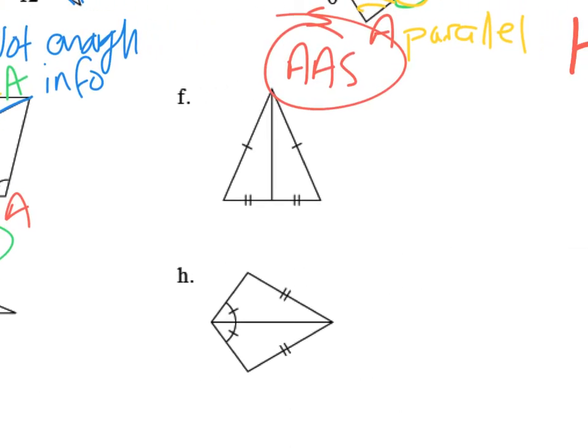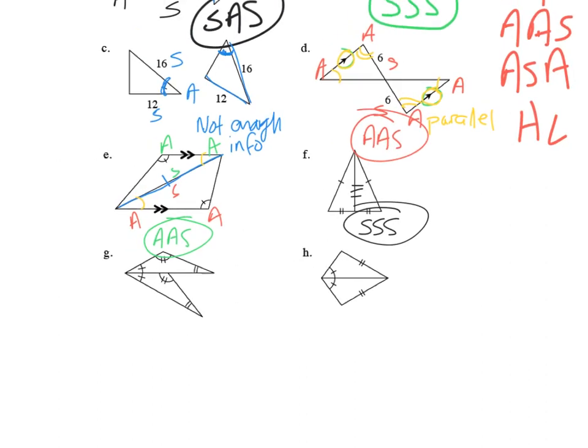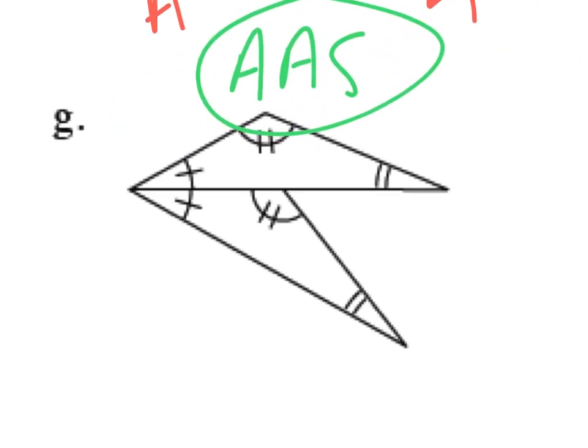This one, hopefully you can recognize that in the two triangles, they share this side length that goes down the middle, so that's going to be the same distance between both triangles. So I'm going to put 3 tick marks to signify that that's shared by both of them. I have 3 sets of sides, and so therefore that would be side, side, side, justifying that those triangles are congruent to one another. Letter G, this is one that trips students up quite a bit.